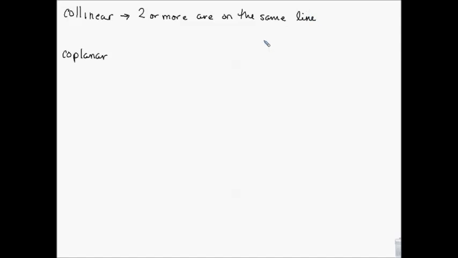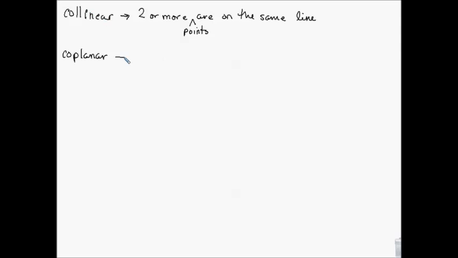Co is the prefix that means together. So if you think about cohabitate, it is when you live together with somebody. Cooperate is when you operate together with someone. So co means together. So two or more points that are on the same line are collinear.